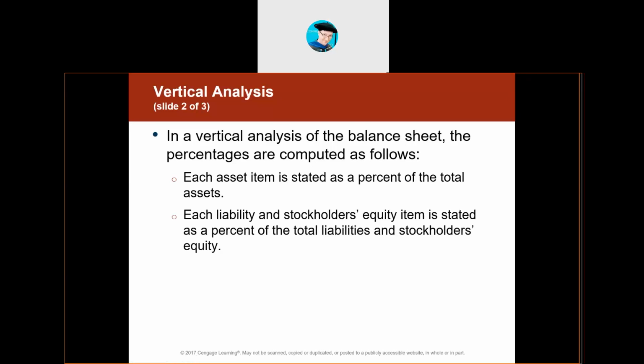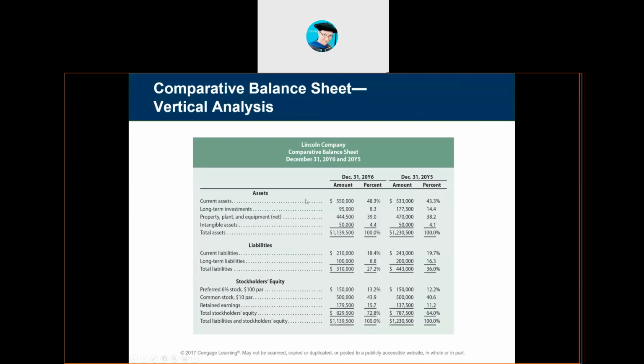So, for example, on the balance sheet, I take everything as a percentage of total assets. On the income statement, I express everything as a percentage of total revenue. On the balance sheet, as you can see, total assets equals 100%. The way I do this is I take my line item, in this example, current assets, divided by total assets is 48.3%.